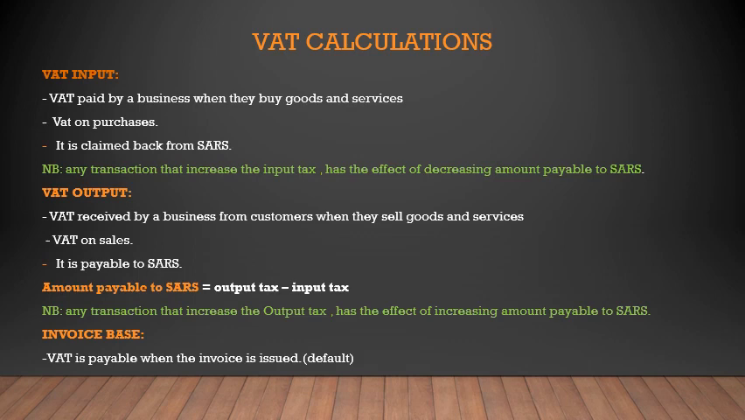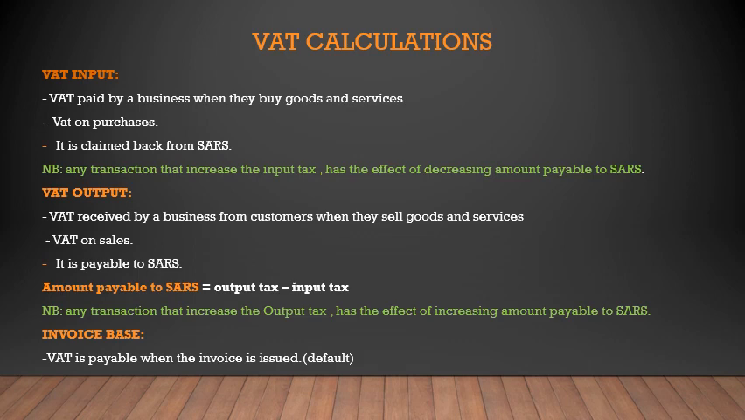What is VAT output or output tax? This is VAT received by a business from customers when they sell goods and services. We can also say VAT on sales. The word received is crucial because it is payable to SARS.